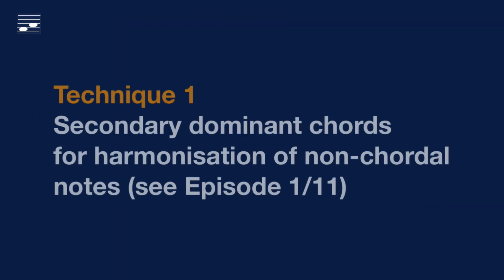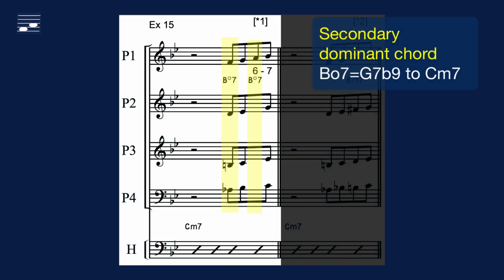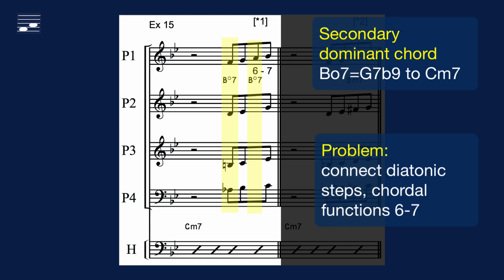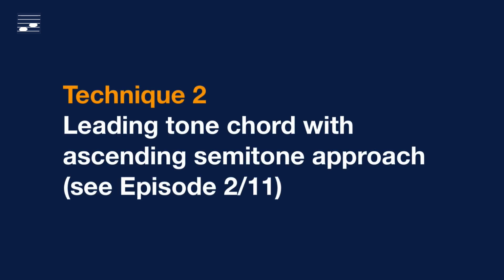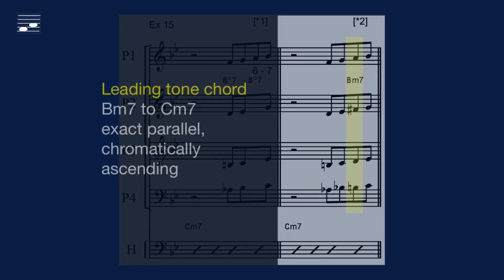The first approach is the harmonization with secondary dominant chords, set as diminished 7th chords. The second non-chordal note A cannot be harmonized with the B dim 7 chord. So instead we try the leading tone chord B minor 7, the technique discussed in episode 2 from this series.